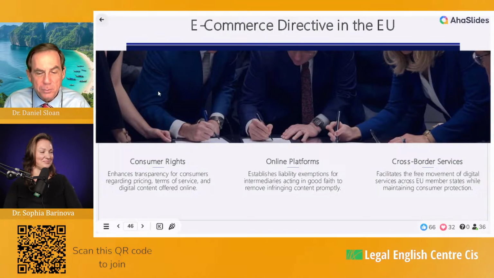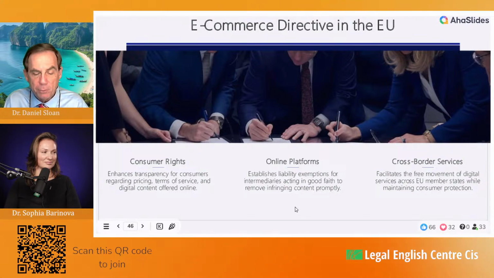E-commerce directive in the EU. So consumer rights in this will enhance transparency for consumers regarding pricing, terms of service, and digital content offered online. And the EU is known for having some pretty stringent laws that protect consumers. So this is part of understanding that and how to protect yourself and your online platforms. It establishes liability exemptions for intermediaries acting in good faith to remove infringing content promptly. So that's a good impact of that law. Cross-border services facilitates the free movement of digital services across EU member states while maintaining consumer protection.